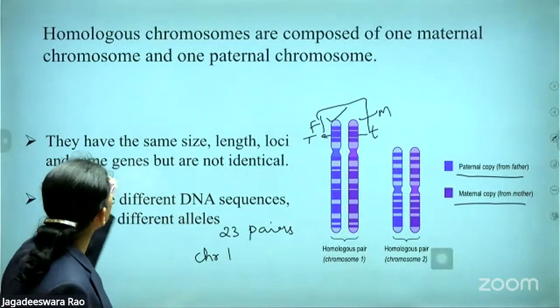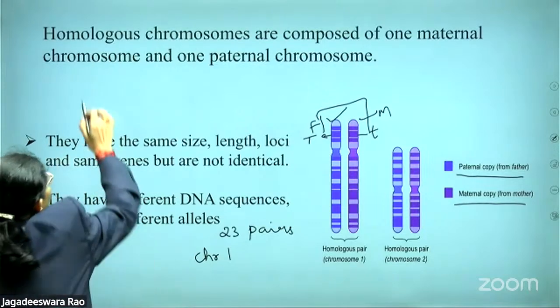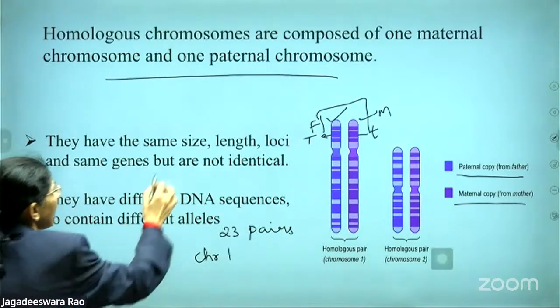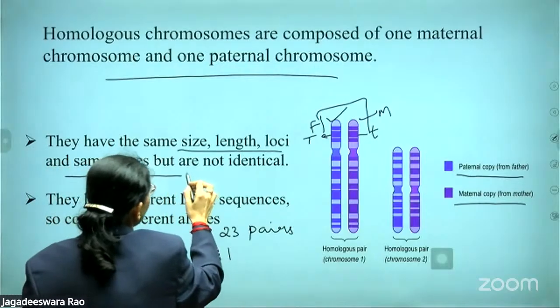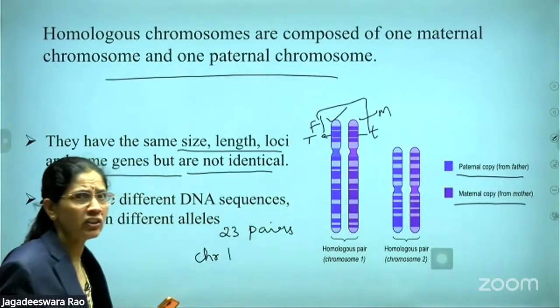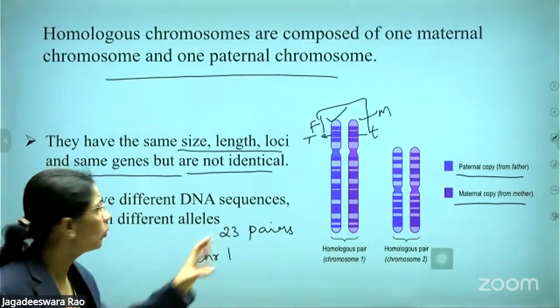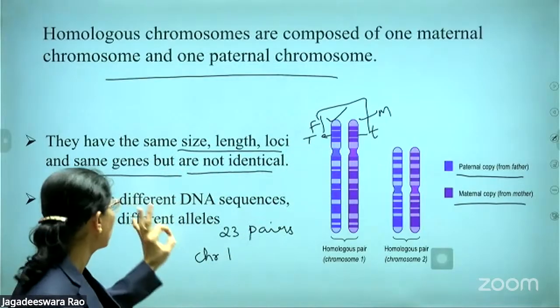Here, what is a homologous chromosome? They are composed of one maternal chromosome and one paternal chromosome, and they have the same size, length, loci and same genes but are not identical. Genes may be identical or may be dissimilar. That you know already, homozygous condition or heterozygous condition, that is also possible.